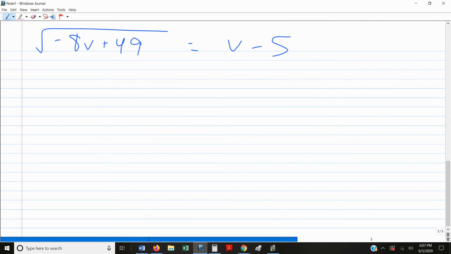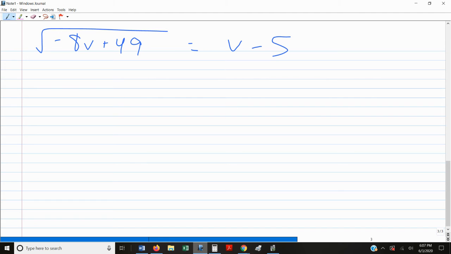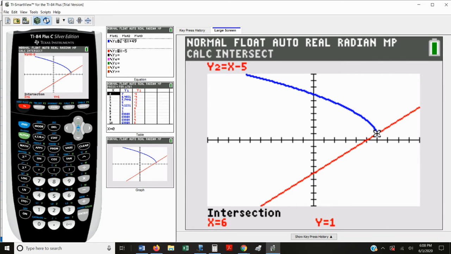Here's your problem. So I'm not sure if you're allowed to use a calculator or not. If you are allowed to use a calculator, you can actually solve this graphically by making the left side of the equation your y1 in your graph and the right side of the equation the y2. And this can be solved using the intersection method. So I'll show you that really fast.